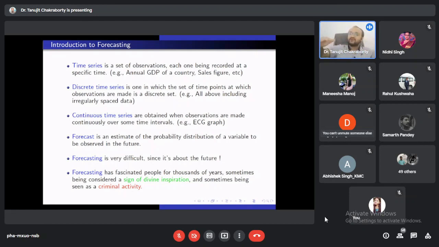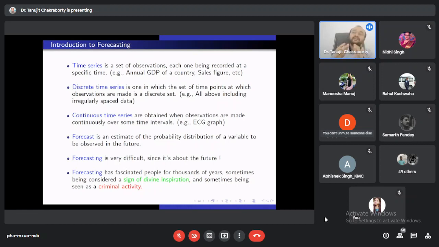If something is recorded at a specific time and we have a set of observations, it is known as time series. Time series could be of two types. Being a statistician or a data science student, you must know what discrete data and continuous data are. Based on having discrete points, we call the time series a discrete time series. Having continuous time points, we call it a continuous time series.